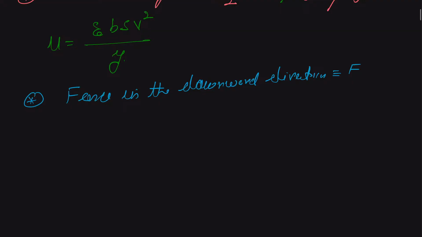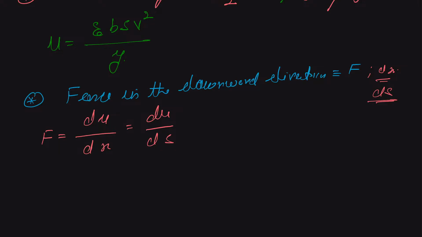and this F will be equal to, suppose it is moving by a small distance dx in the downward direction. So you can say our force F will be equal to dU divided by dx, and dx we can say is nothing but d of s, okay, because here the distance is s. Therefore we can say this is dU by ds.